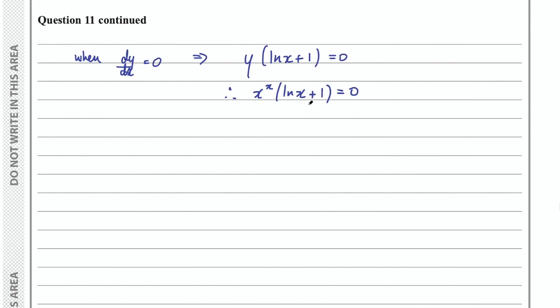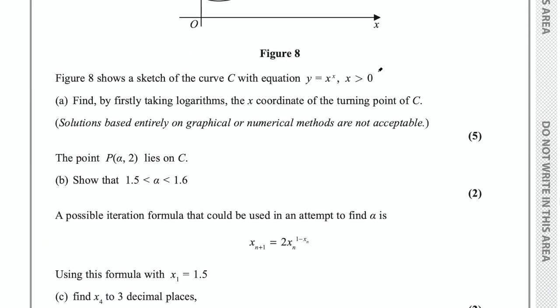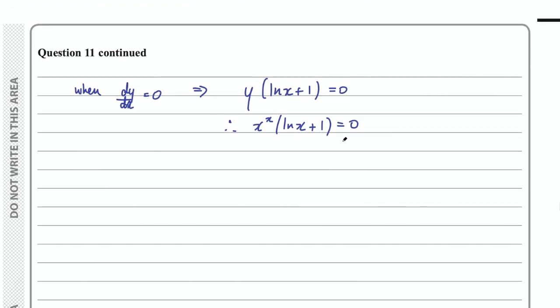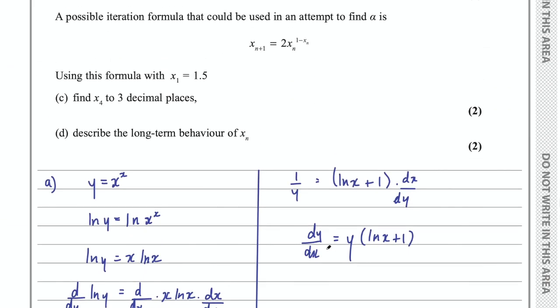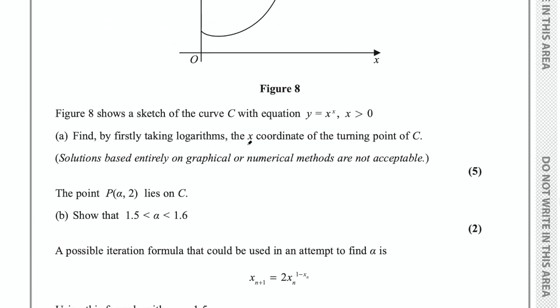And for this graph, they tell us the domain, x is greater than 0. So the only solutions here then are if log of x plus 1 is equal to 0. Also, x to the power x cannot equal 0. So in this case, we've got log x plus 1 equal to 0, therefore log of x is equal to negative 1. And raising both sides to the power of e to get rid of that natural log, we would have x equal to e to the negative 1. Okay, so that is my final answer for part A. The x coordinate of the turning point is e to the power of negative 1.